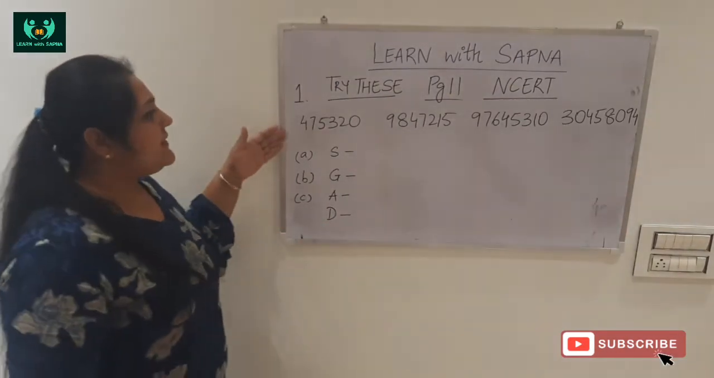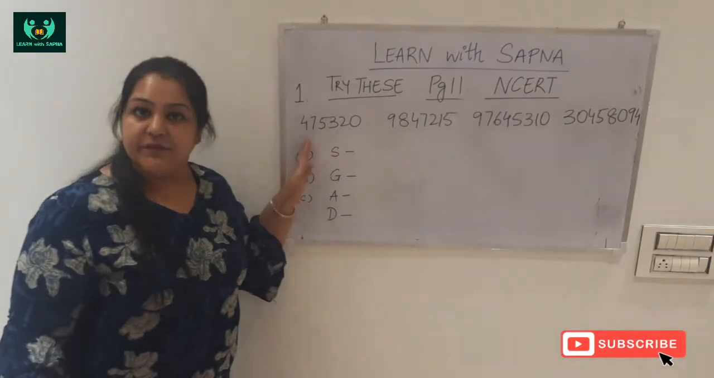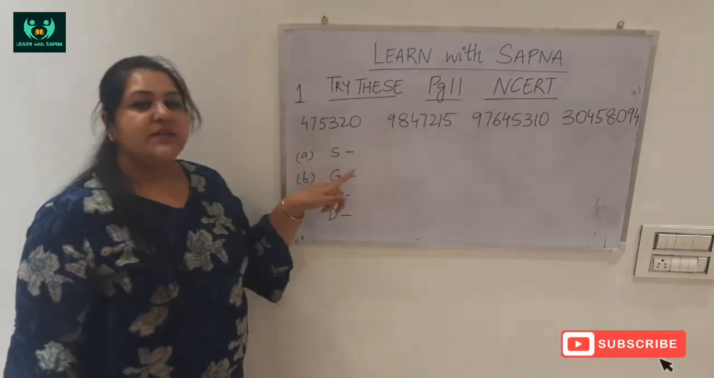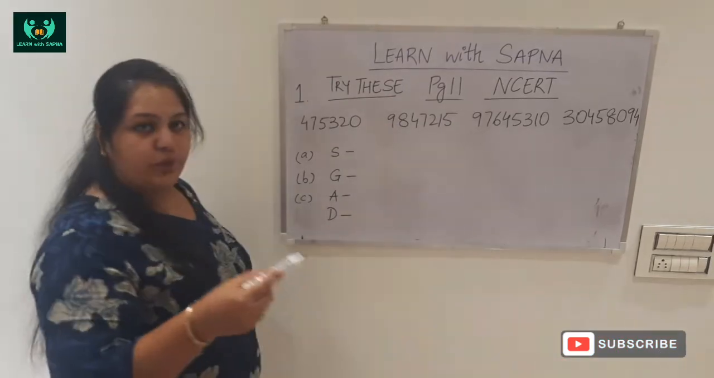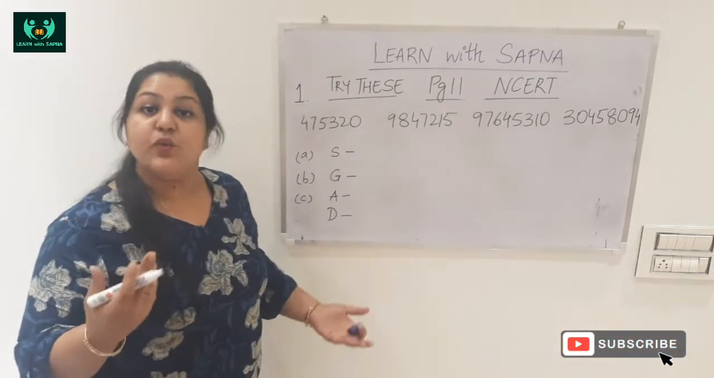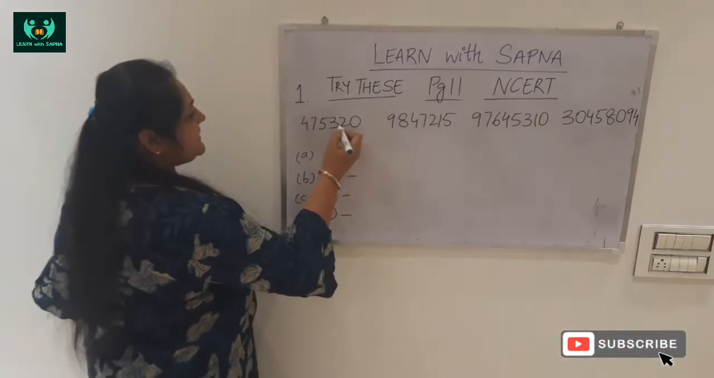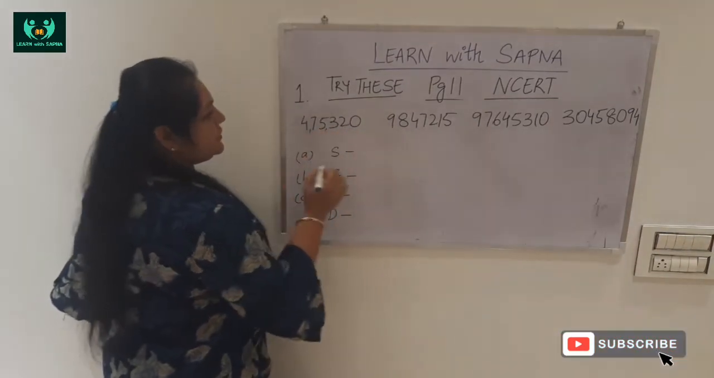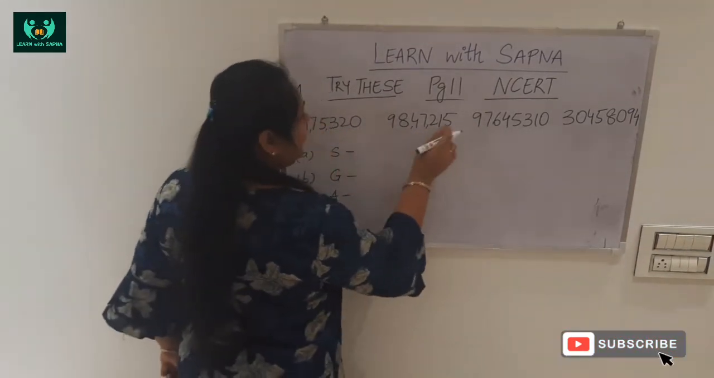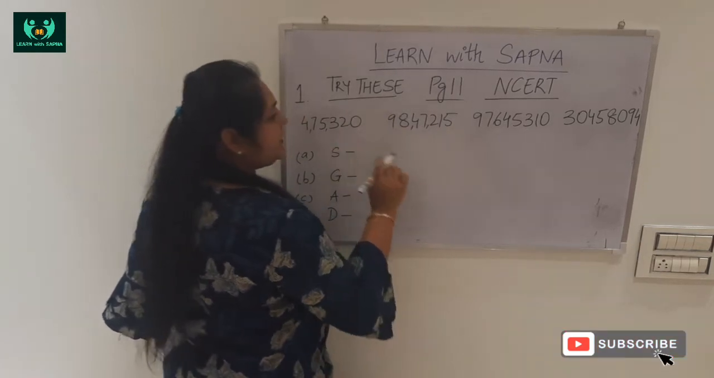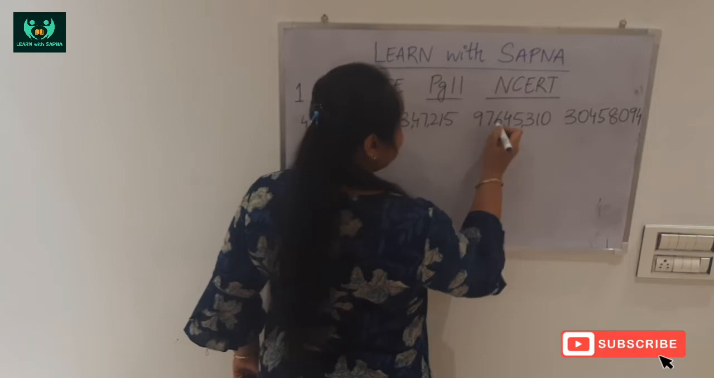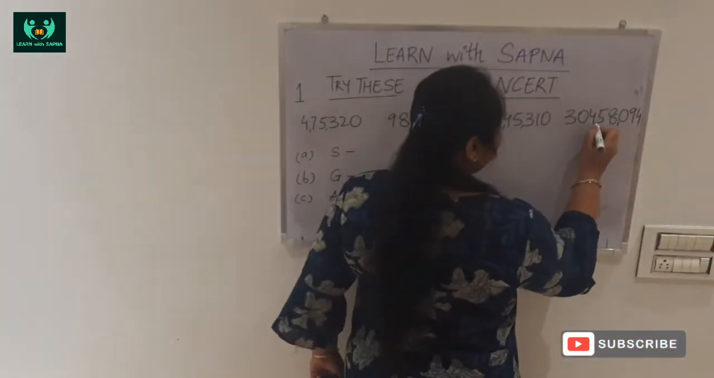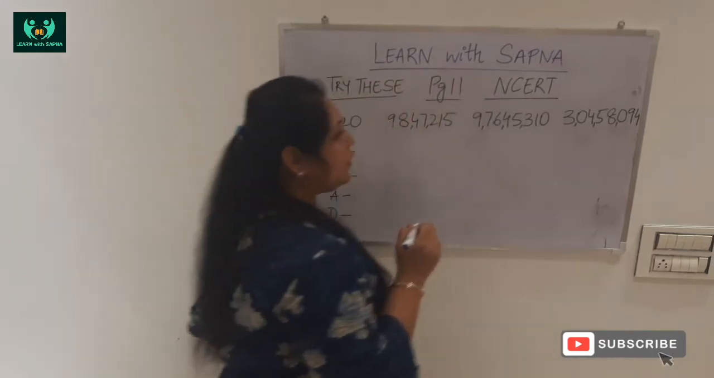The second part, we say these are the 4 numbers that we have been given. We are asked what is the smallest number from all of these. First of all, we'll put the commas, which is easy for us to understand. Ones, tens, 100, 1000, 10,000, lakh, 10 lakh, and then crore for these numbers.